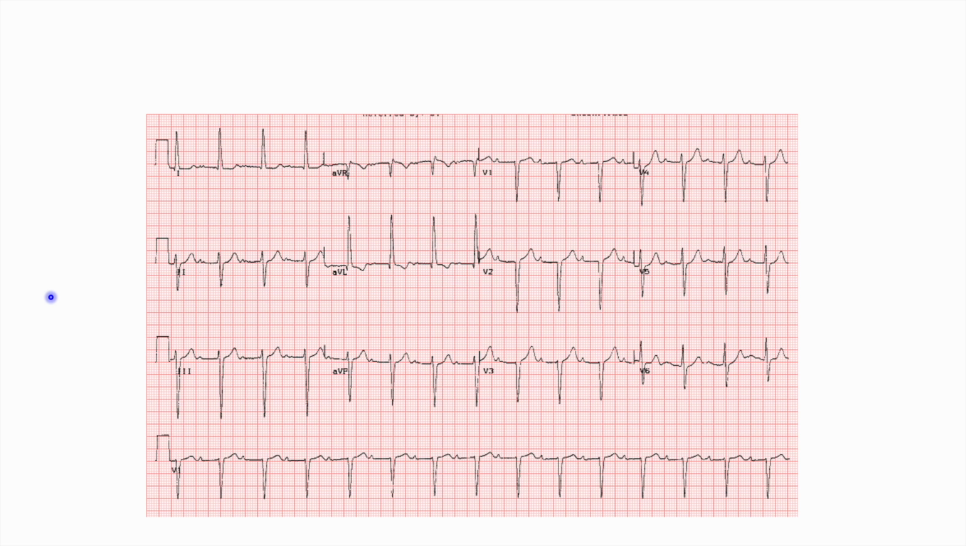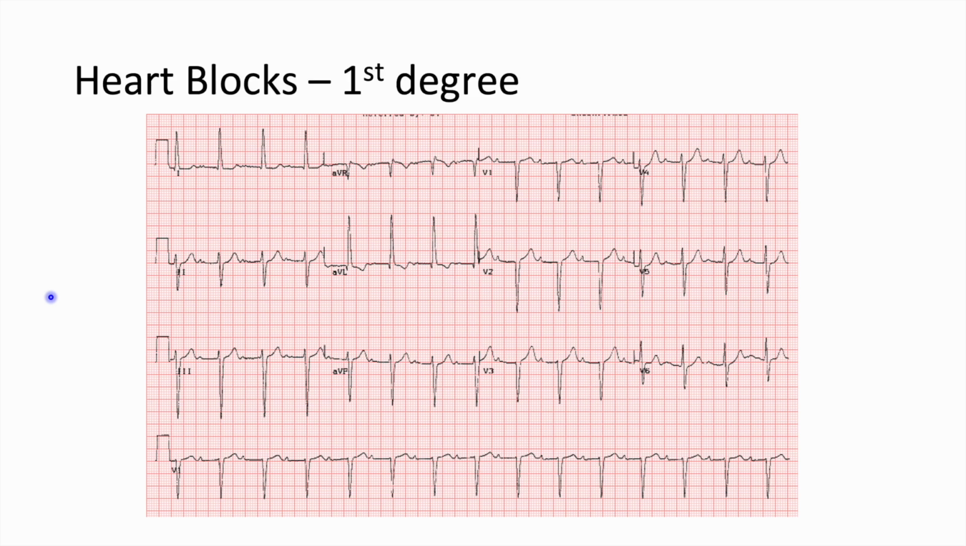3, 2, 1. This is a heart block, and this is a first-degree heart block. So this one can be pretty tricky to identify because you're not always looking for it. But if you go through the algorithm, one of the things you get to is your intervals, and you get to the PR interval. And so let's look at our rhythm strip down here.